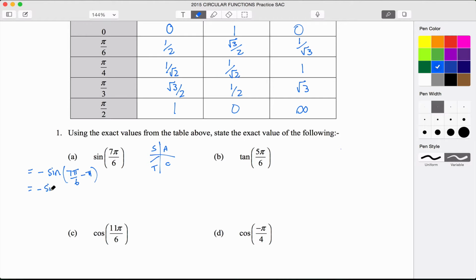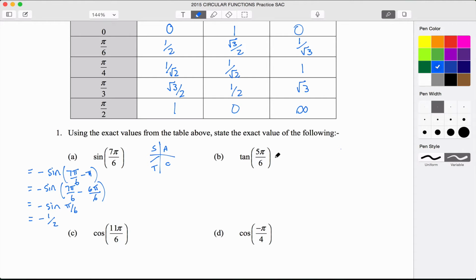Which equals negative sine of 7 pi over 6 take 6 pi over 6, negative sine of pi over 6, which equals negative 1/2. Make sure you keep this negative going all the way through.